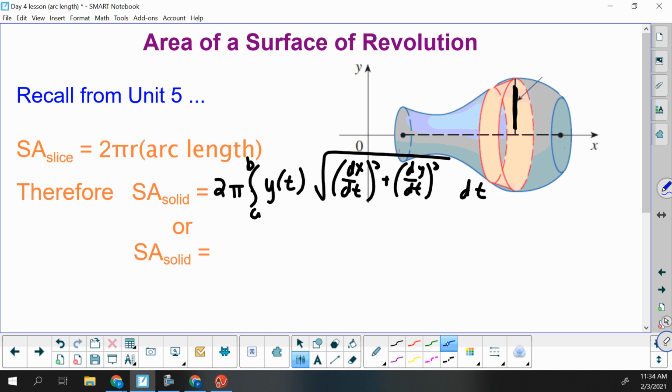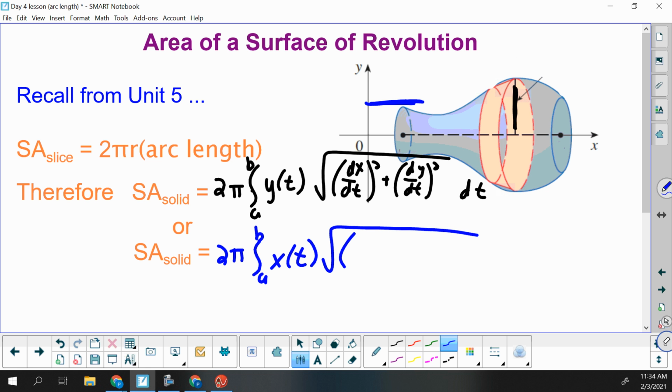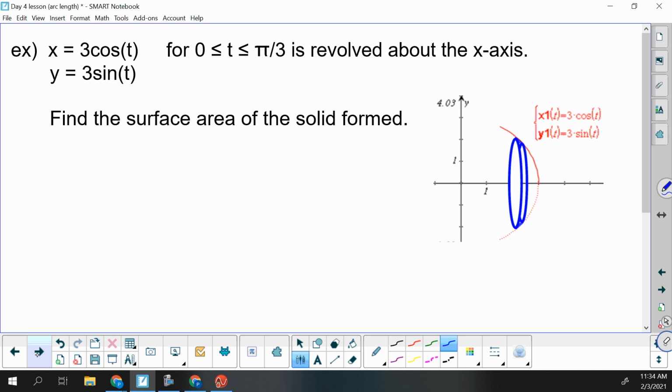Now, if you were going over the y-axis, the only thing that's changing is your radius. Our radius would be going that way, so that's an x. So we would have x of t as our radius. And then this would just all be the same. So surface area parallels pretty well with what we did earlier. So we'll finish off the video with 2 surface area examples.